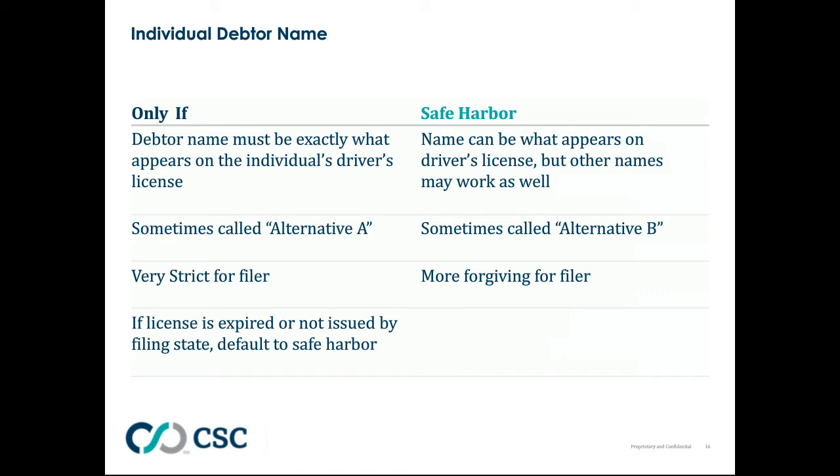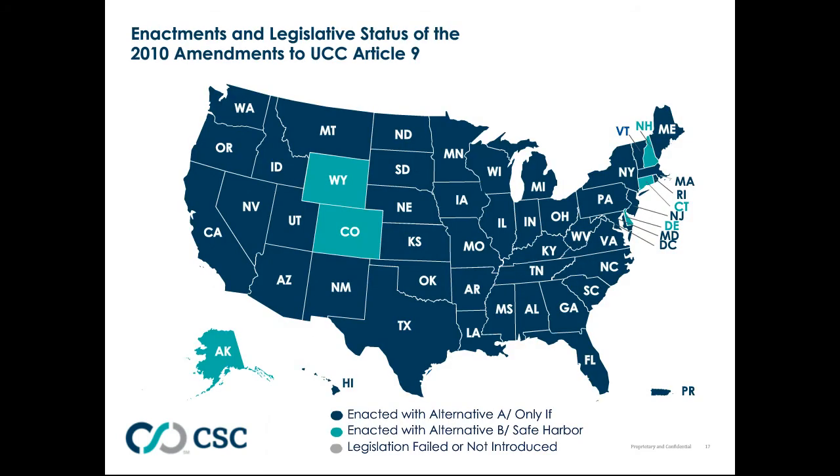So I'm going to pop up just a little chart so you can get an idea. All of the dark blue states are using the alternative A only if approach. The only safe harbor states left are those 5 or 6 states there. So really, I would just get the driver's license every time, unless you only work in Wyoming or Colorado or Delaware, one of these states listed here.